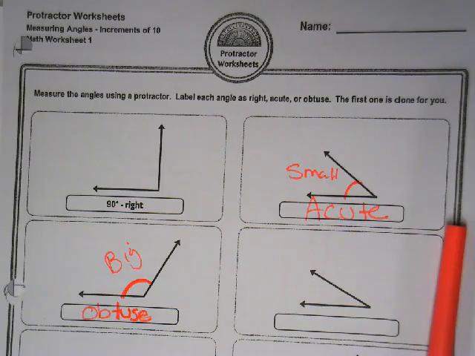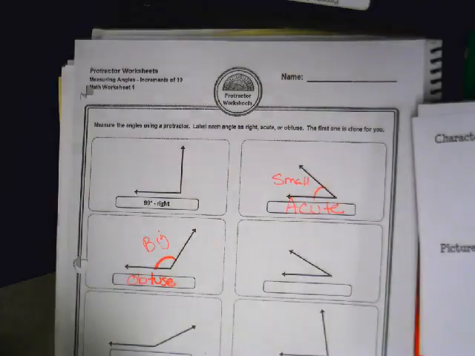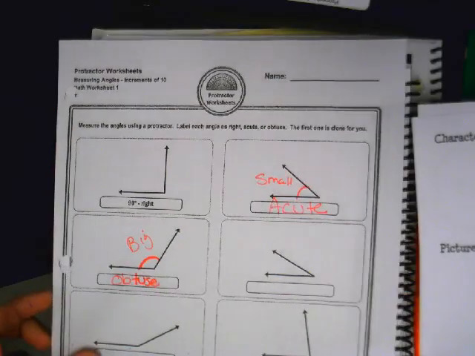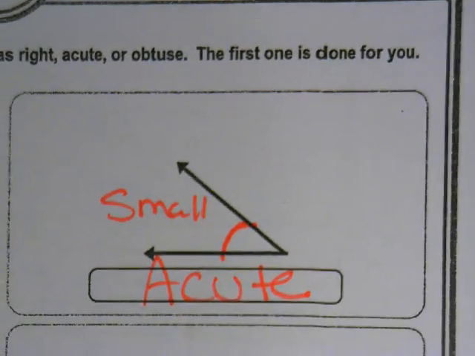Are you guys done with the front side naming now? Okay. Is everybody done with the front side naming? Yeah. Okay. Now that you're done with the front side naming, now we're going to measure. So go back to the first one we did together.